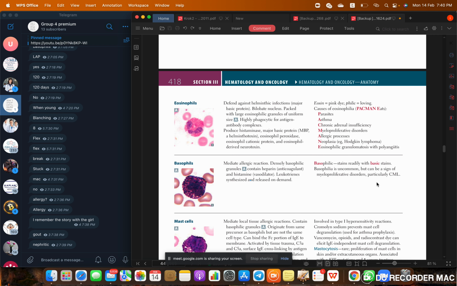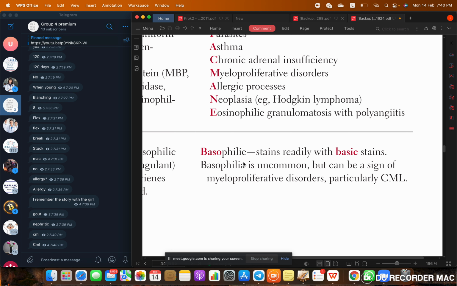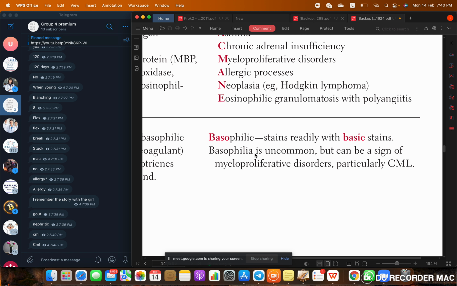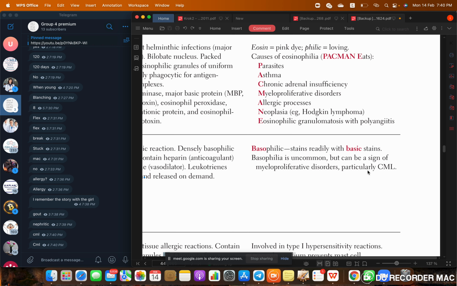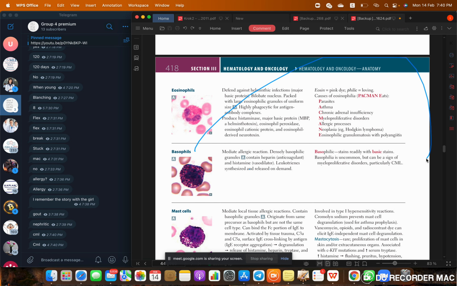If you see a basophil on the blood smear, there are not a lot of things to think about. Think CML. Think CML. Basophils stain readily with basic stain, which is bluish stain. Basophilia is uncommon, but can be a sign of myeloproliferative disorder, particularly CML. If you see basophils, CML.